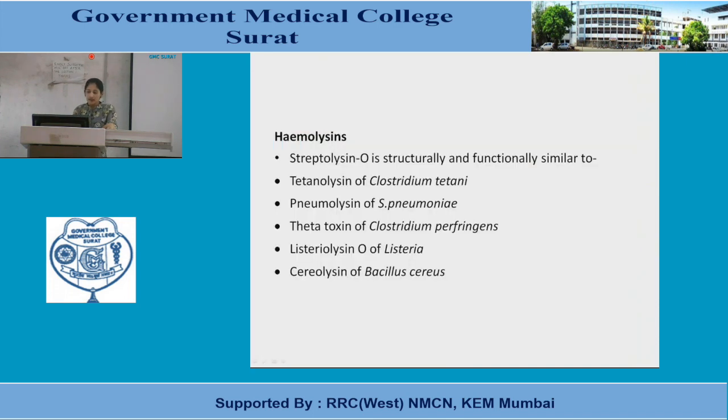So these are the hemolysins produced by Streptococcus pyogenes. One is streptolysin O, which is structurally and functionally similar to the tetanolysin of Clostridium tetani, pneumolysin of Streptococcus pneumoniae, theta toxin of Clostridium perfringens, listeriolysin O of Listeria, and cereolysin of Bacillus cereus. So streptolysin O is similar structurally and functionally to other lysins of bacteria.